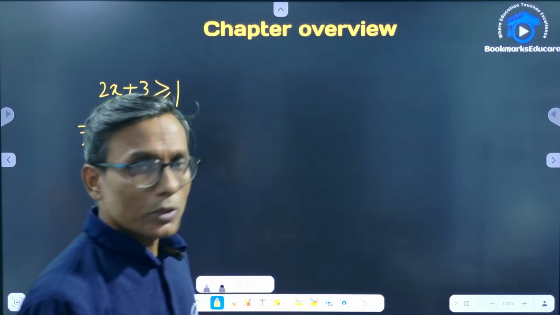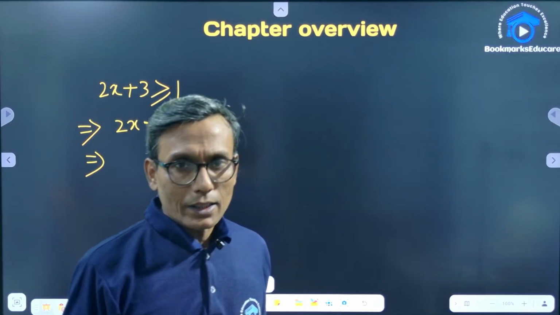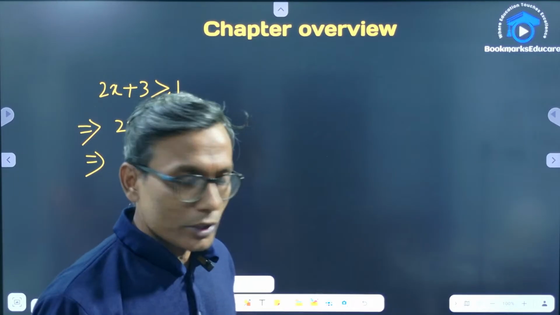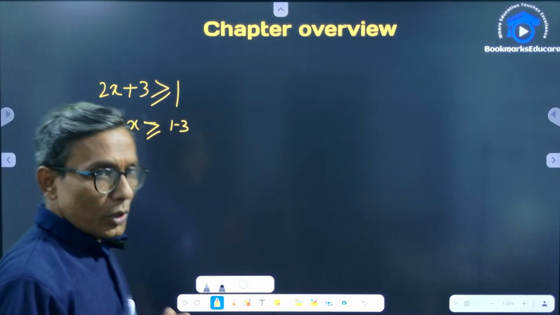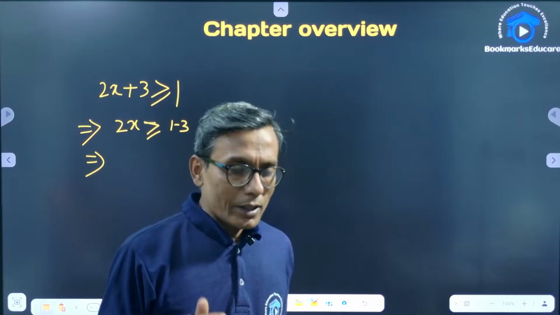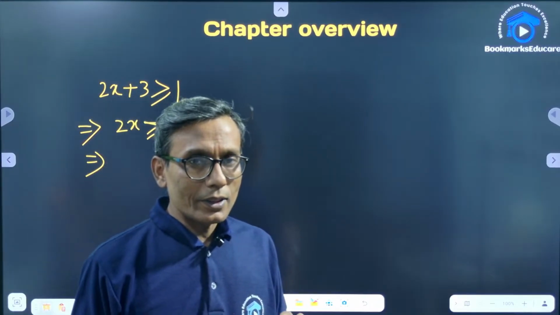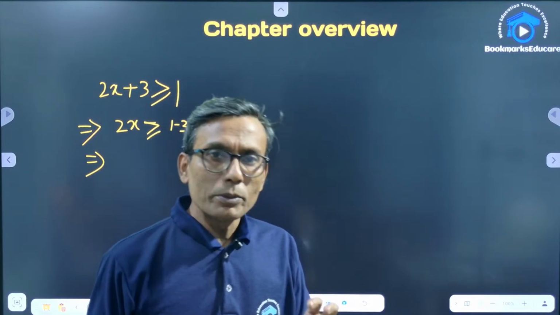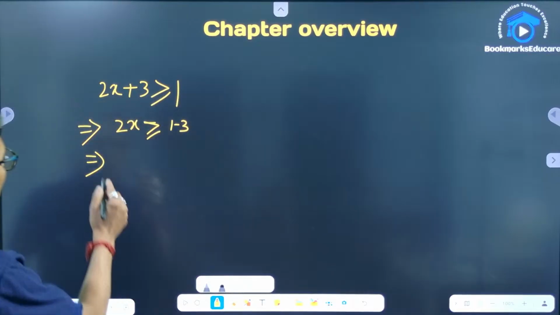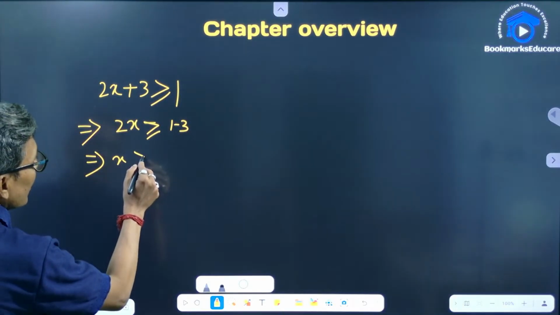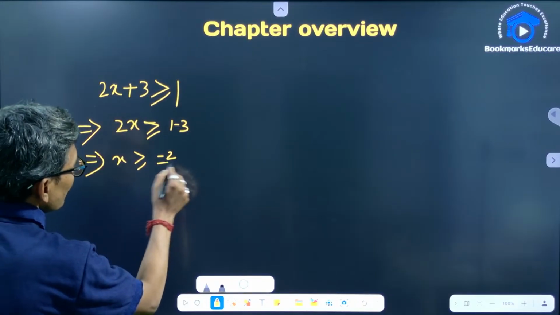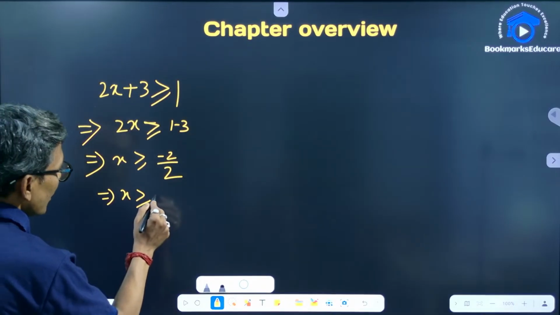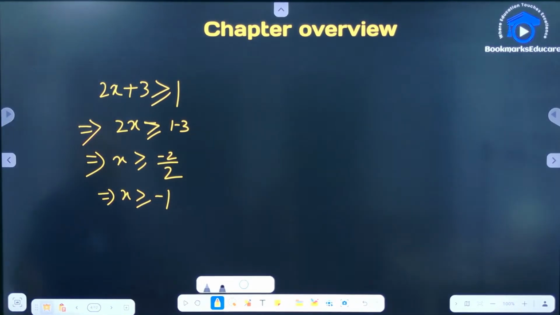The rules that we follow in an equation are almost the same in the case of an inequation. But there are a few basic differences between inequation and equation that will be discussed later. So minus 2, divided by 2, so x is greater than or equal to minus 1.